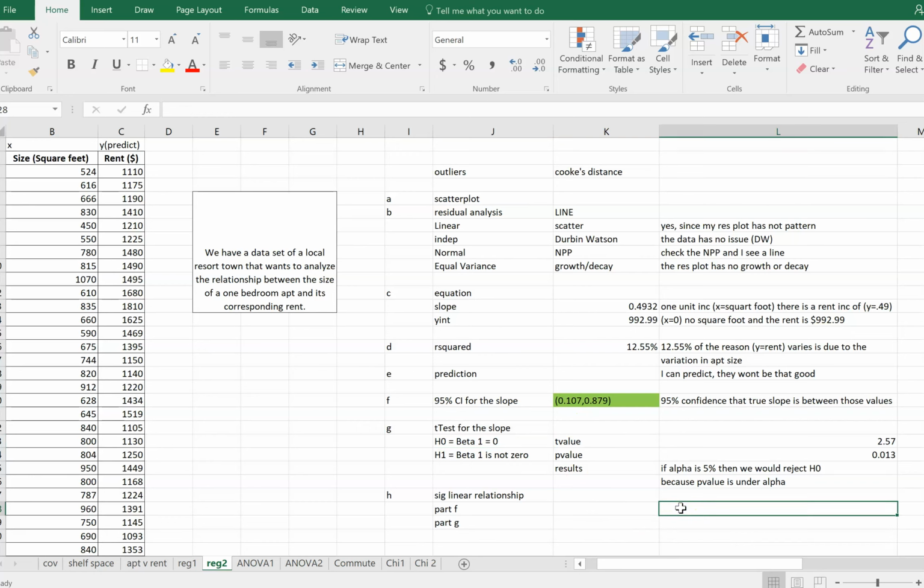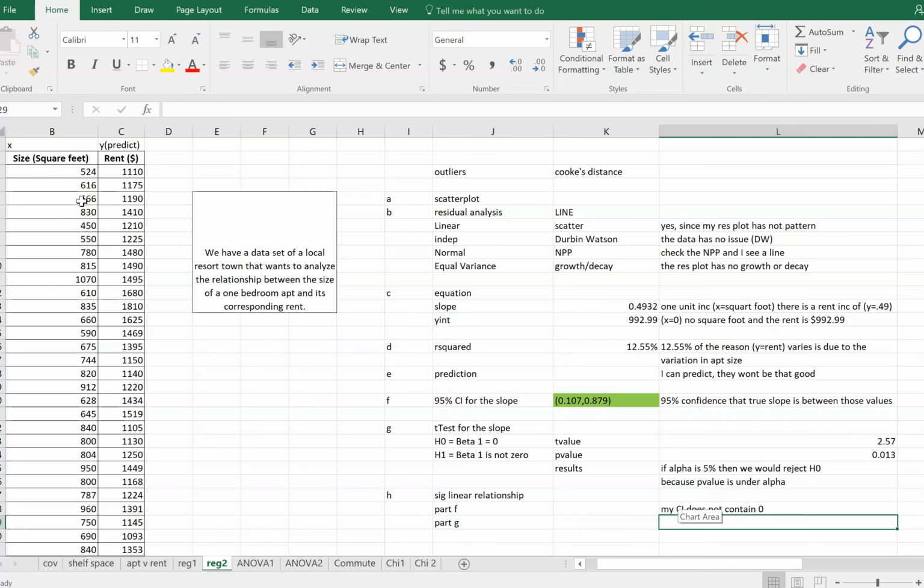Are you sure you have a significant linear relationship? You have a good model? Well, my model is only 12% predictor, but at least it's an accurate model because of 2 reasons. Part F, my confidence interval does not contain 0. If your confidence interval contains 0, there's a chance your predictions are useless. That means the relationship between these, there is none.